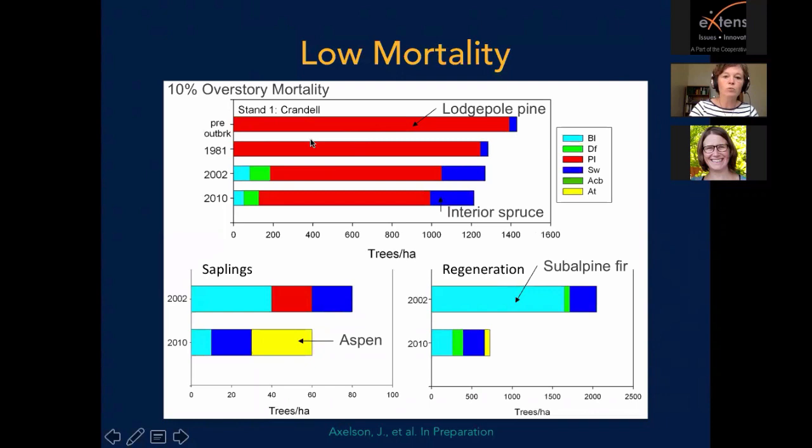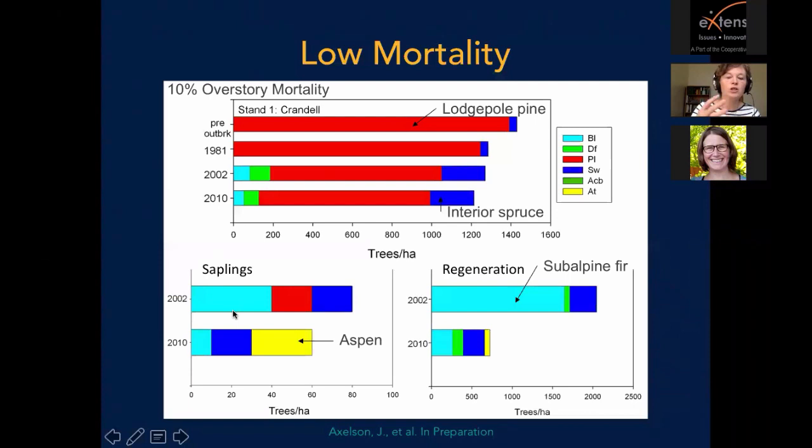As time goes on, through these different remeasurement periods, we start to see an increase in some of the other species present: interior spruce in dark blue, and Douglas fir and subalpine fir in these green and teal colors. Now, the original scientist never thought to look at the understory, but Brad Hawks, who revisited this site with Renee Alfaro in the 2000s, was interested in what was happening in the understory. So we have saplings, and we have regeneration. The really little trees are the regeneration; the saplings are ones you can actually measure at breast height, even if they're really small.